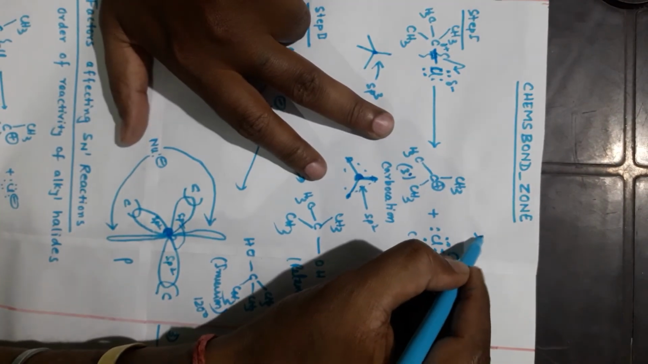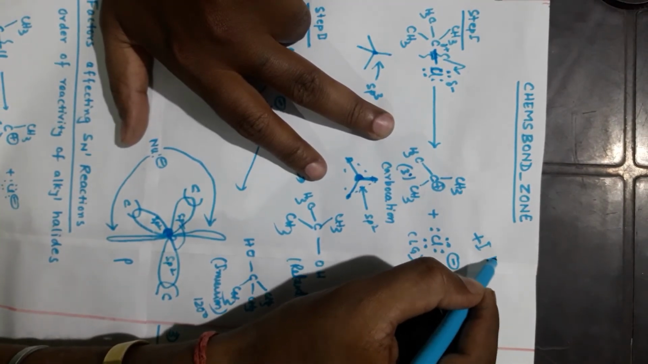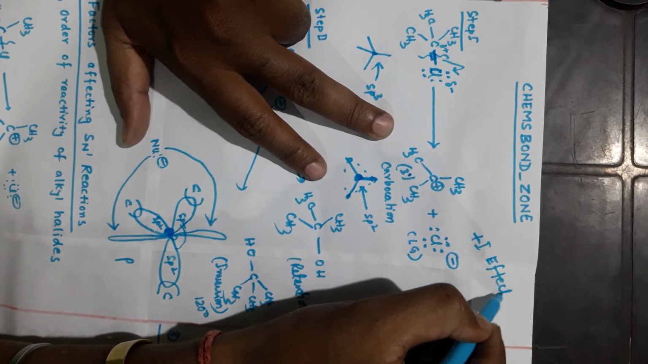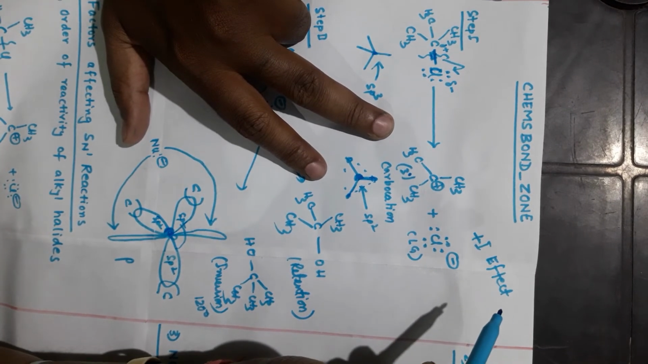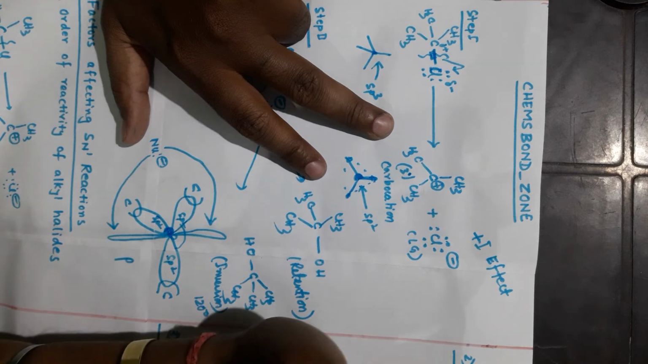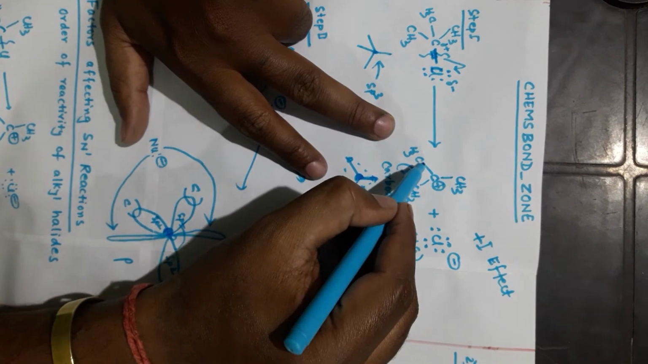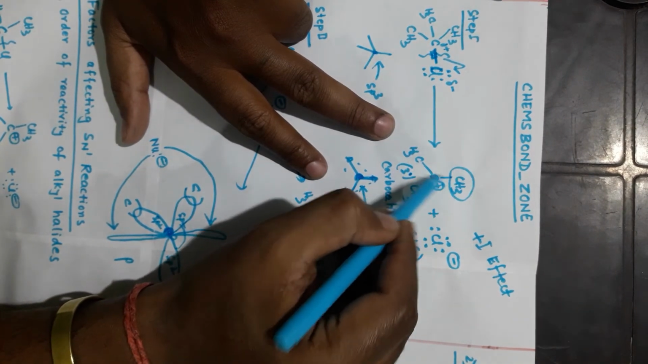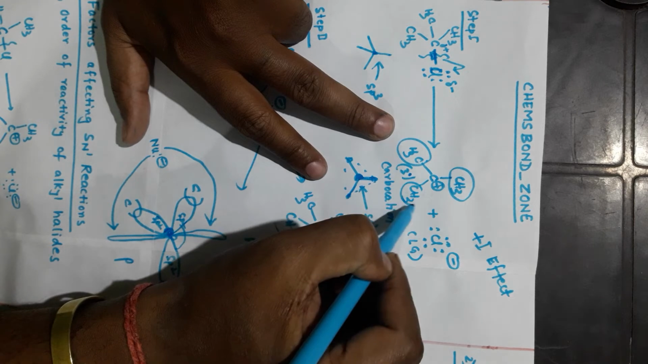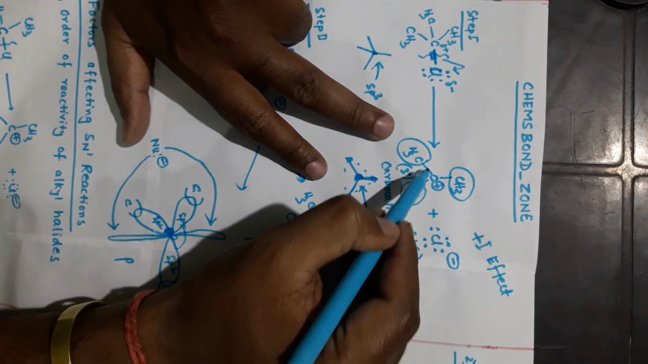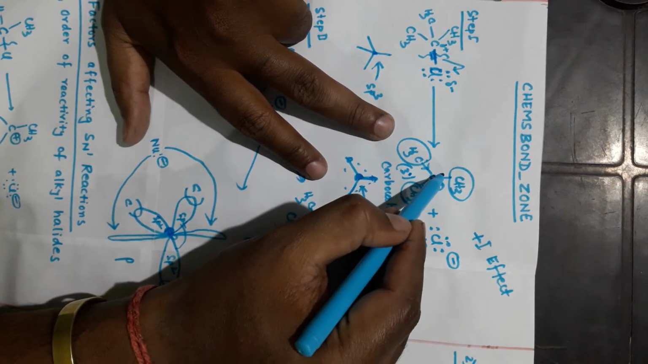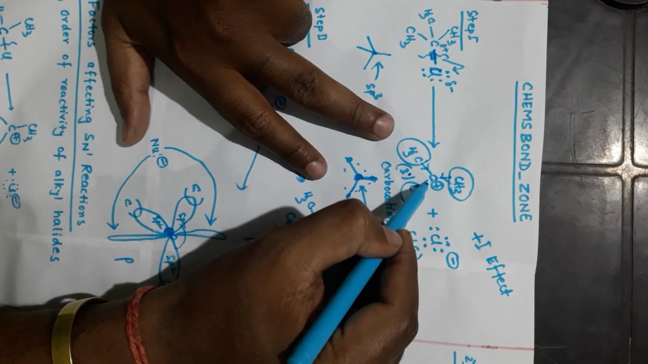This can be explained by the +I effect. The +I effect means the groups which have the ability to push the shared pair of electrons towards carbon are +I groups. We know that alkyl groups are +I groups. How many alkyl groups are there in the tertiary carbocation? Three alkyl groups. So they are +I groups. They will push the shared pair of electrons towards the carbon.